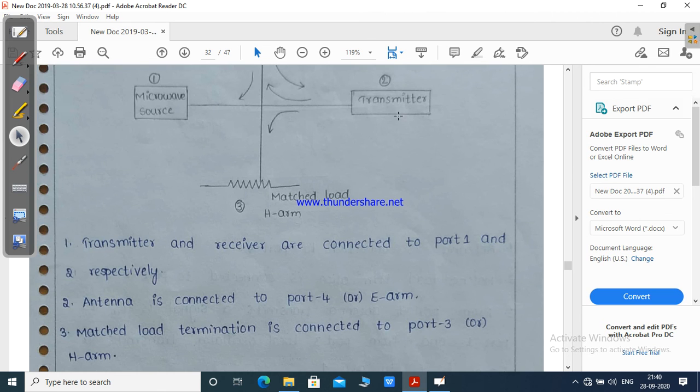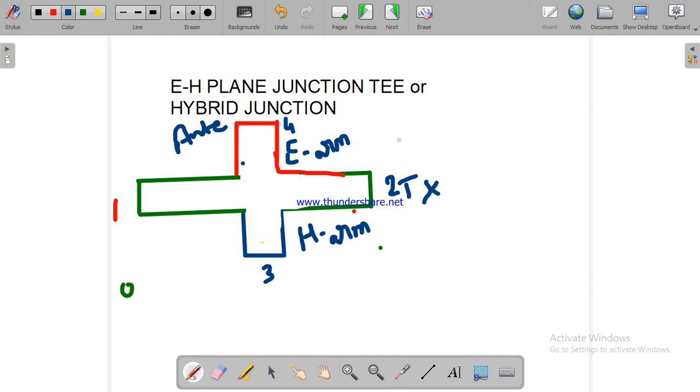Actually the diagram is somewhat different. Actually it is the receiver, right? A small change. It is the receiver. Port 1 is the transmitter, that is the microwave source, and port 3 is perfectly matched, that is a matched termination.